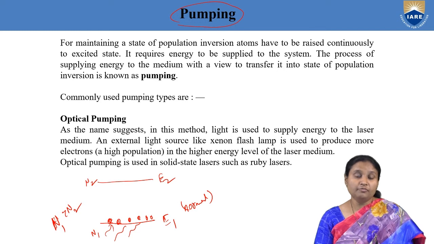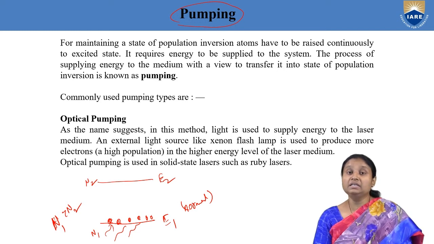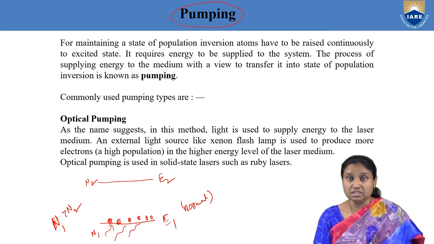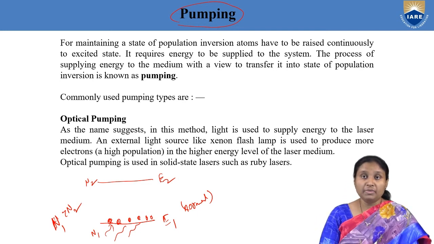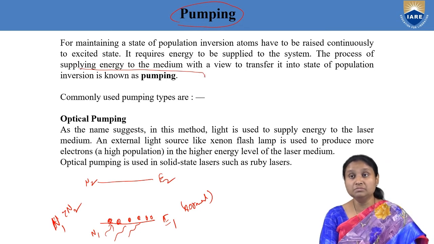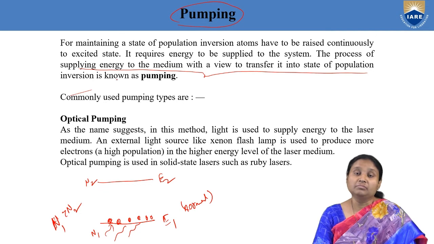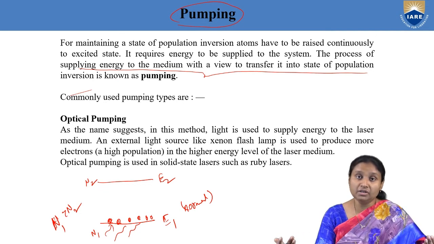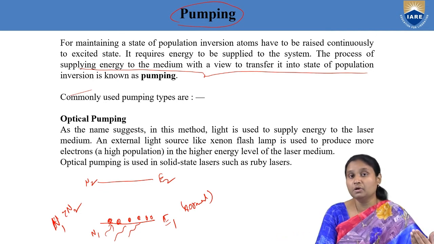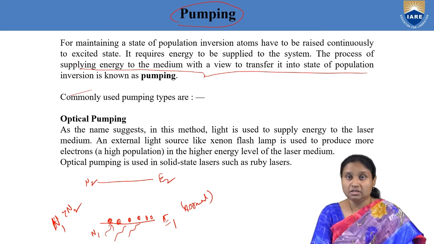So this process of population inversion will be achieved only if we supply a suitable form of energy. That process of supplying a suitable form of energy to a system or to a medium in order to achieve the state of population inversion is nothing but pumping. Pumping means exciting atoms from the ground state to the metastable state in order to achieve population inversion.